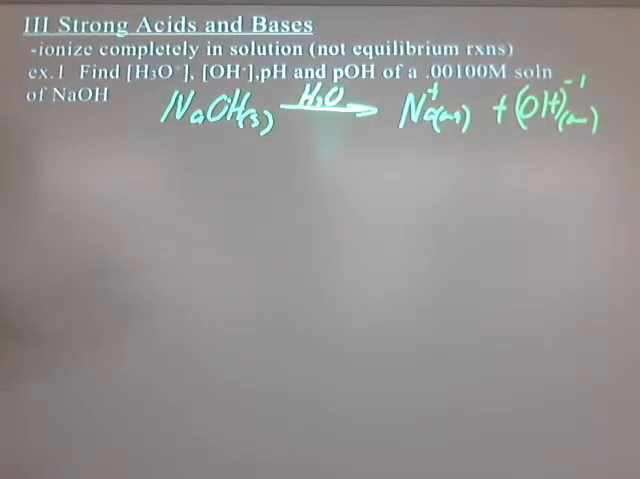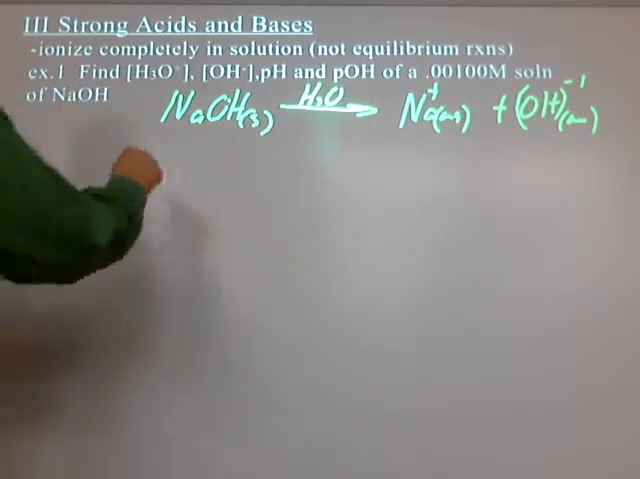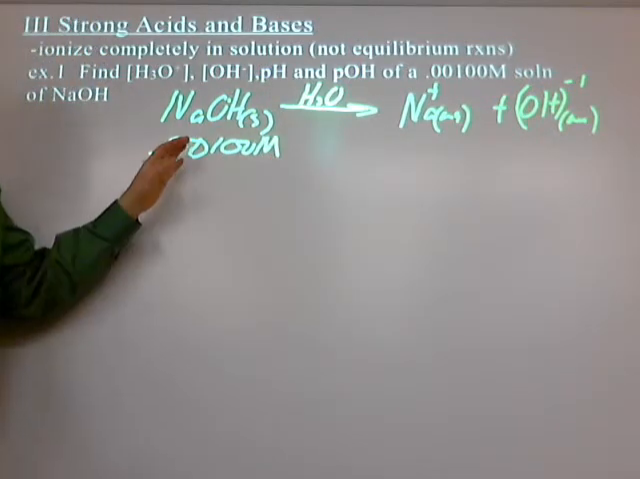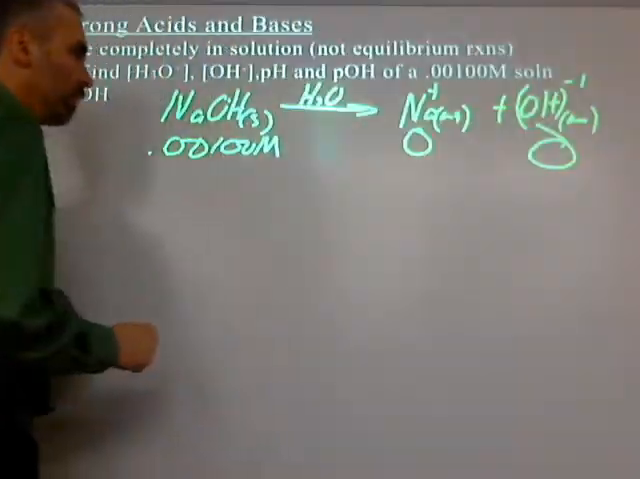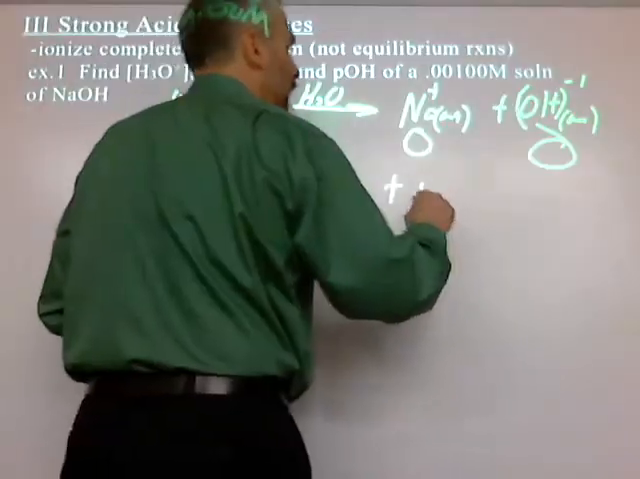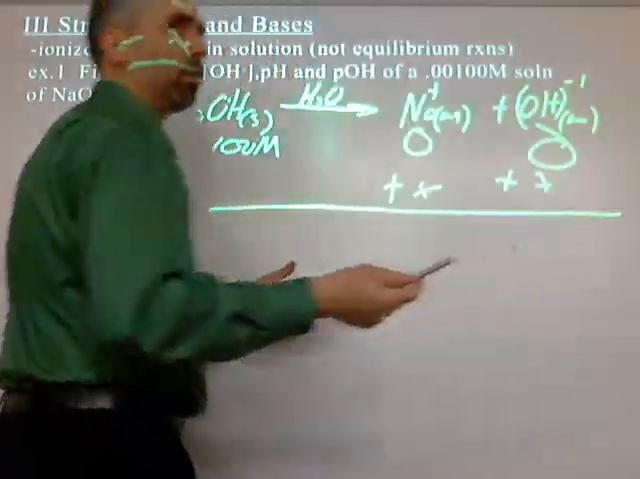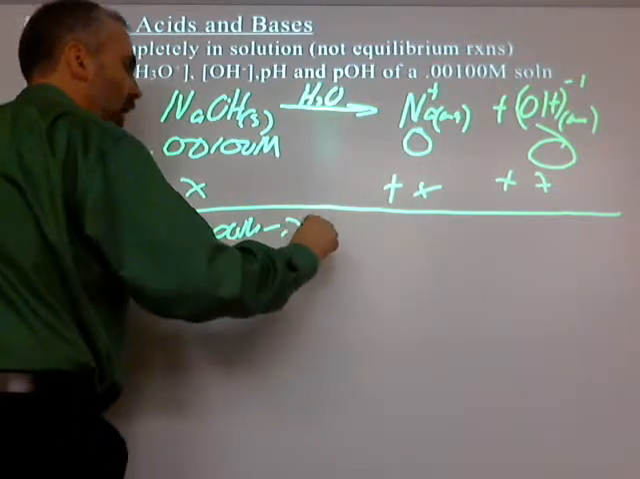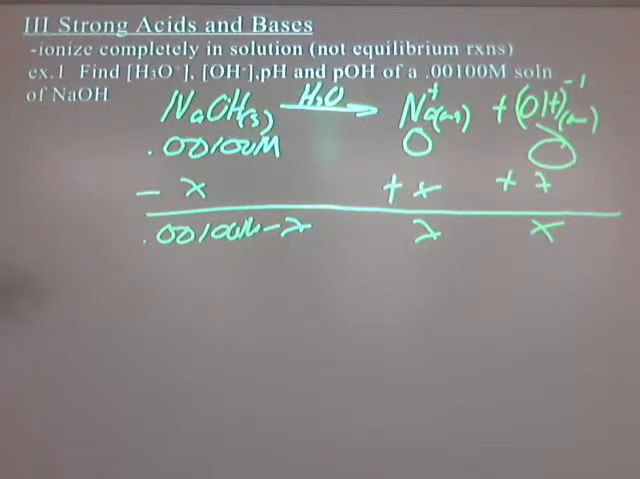Here's what's different. Do not write this down. In the last chapter, I told you 0.00100 molar was your initial. You put 0 and 0, minus X, plus X, and plus X. If, of course, this had been a 2 in front of there, it would have been plus 2X. At equilibrium, 0.00100 molar minus X, X, and X. And then we had to solve and note a Kc in order to be able to solve it.